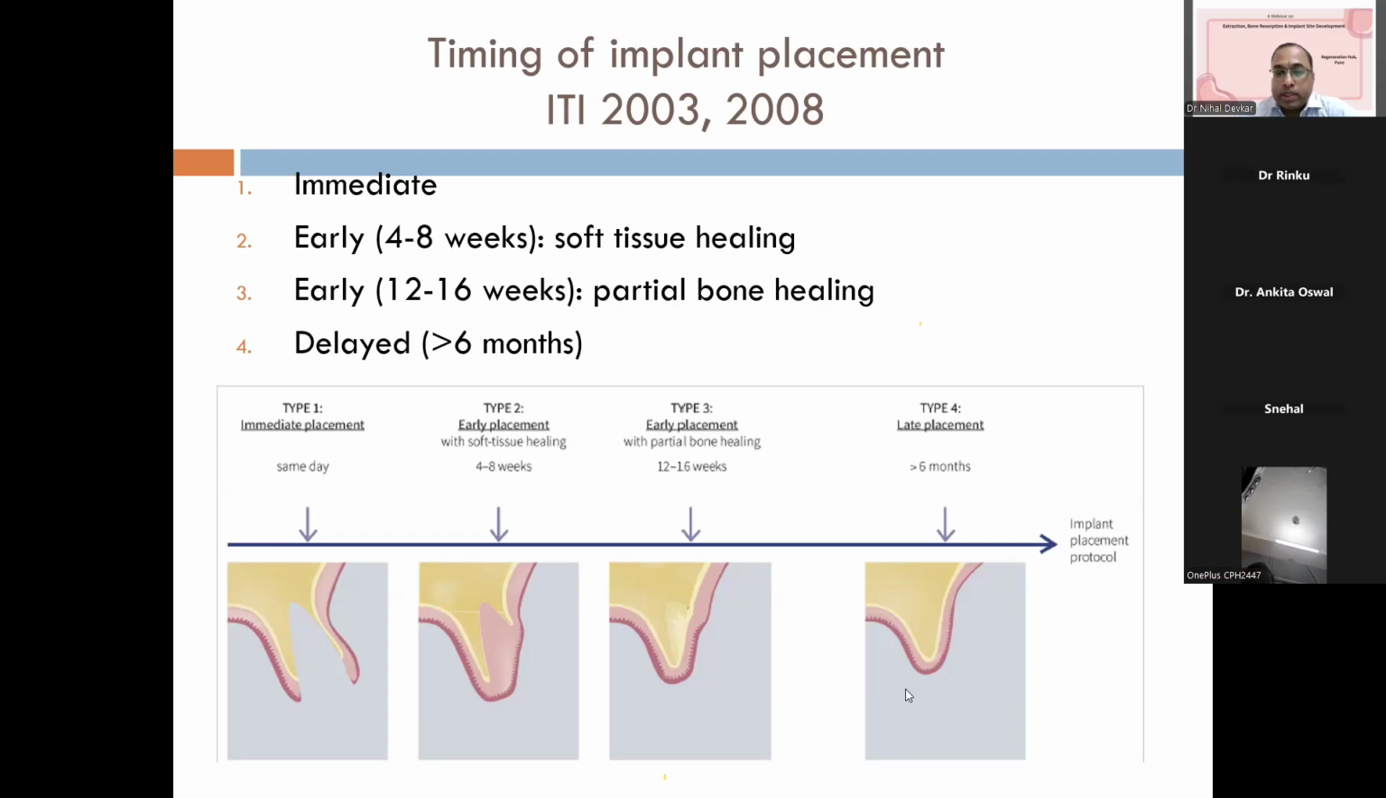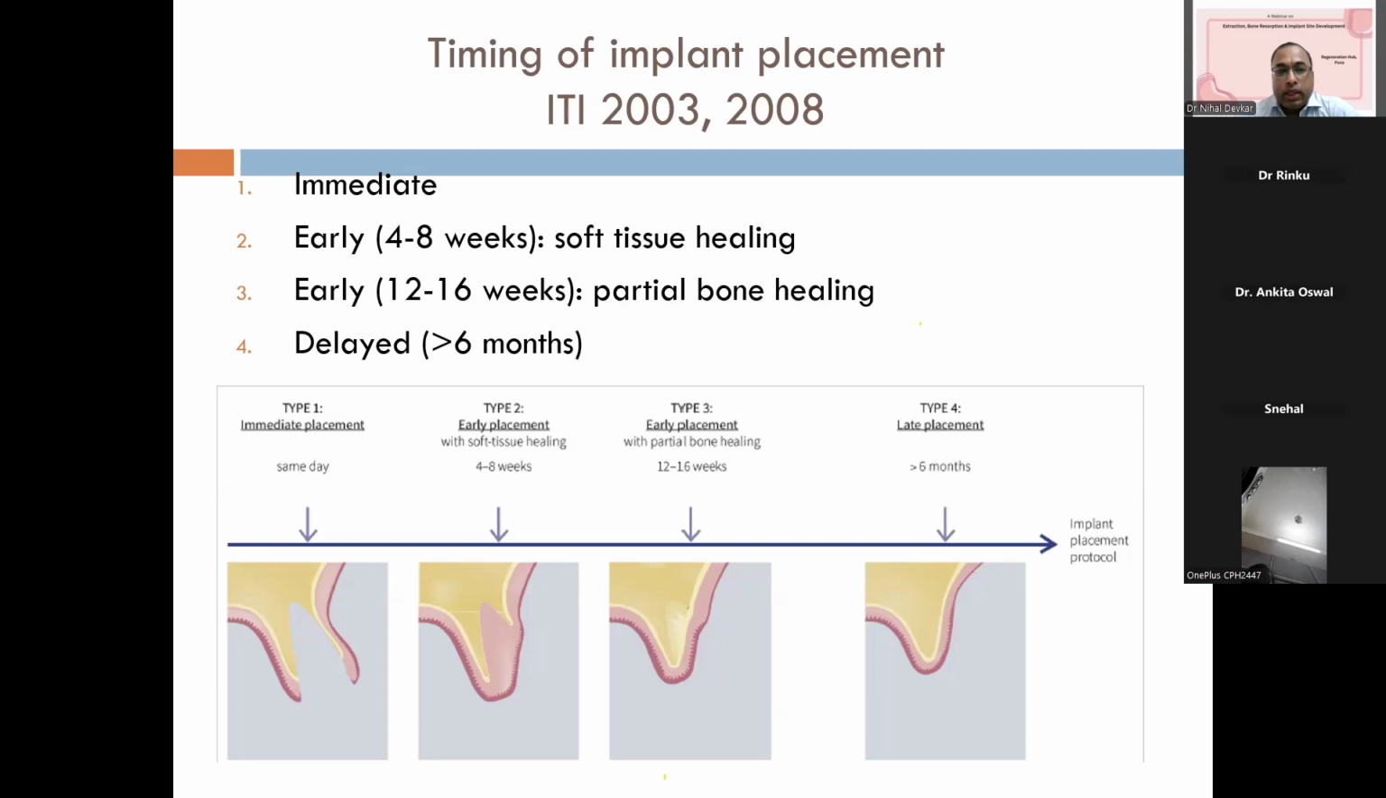So obviously, are we going to wait that much? Because from the studies, we know that there is a lot of resorption that is going to happen, especially in the first 3 months, forget about 6 months. So there is no need to wait for that, unless the patient is not available or there are systemic contraindications. So your first target should be to go for immediate placement as much as possible. If not, at least the next target is early placement, with soft tissue healing or partial bone healing.